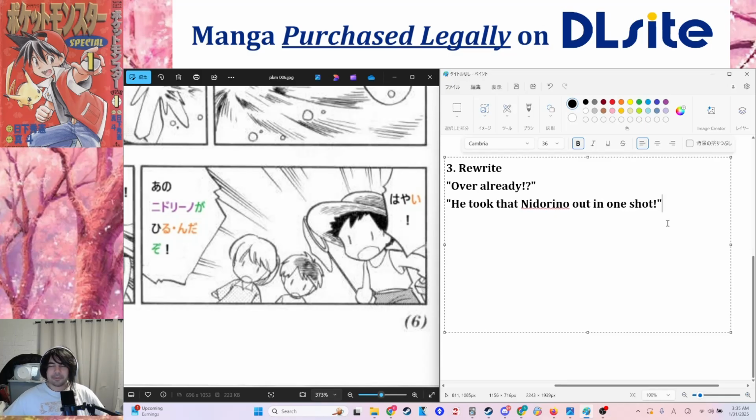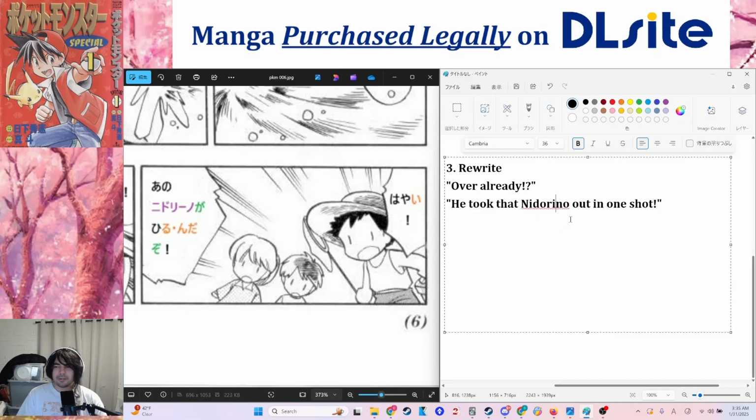And then, of course, for our rewrites, we're cheating a little bit. Again, we took the word hayai out completely and just had him say overall ready, because, of course, if the battle was decided in one single shot, then of course he would be surprised at how quickly it's over. So I think this gets that idea across just as fine as talking about how fast it was. And then for the girl over here, he took that Nidorino out in one shot. So I like the idea of her being more impressed with just how quickly the Nidorino was taken out, just like this kid is. I think saying took out that Nidorino gets the idea across that it is hiru right now.